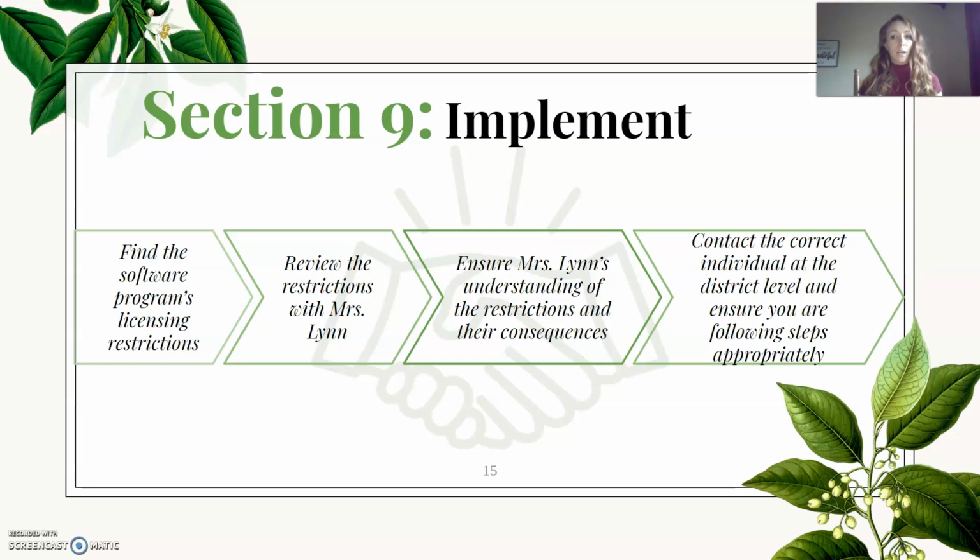Once this has been done, I would reach out to an individual at the district level to inform them this happened and ensure that I am taking the correct steps as I move forward. I would work with them to review the contracts and seek advice from legal if the contract does not mention what to do if an employee violates copyright restrictions. These steps could lead to Mrs. Lin being written up for her violation.